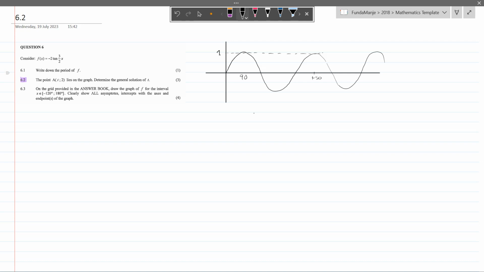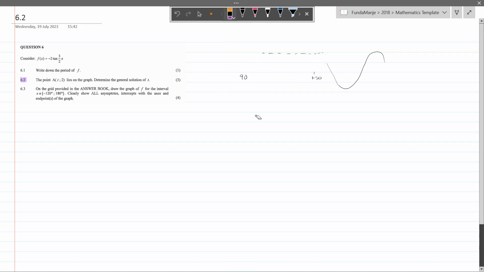So the one that we have to figure out now is for tan, which is a bit different to sin and cos. So the point A lies on the graph. Determine the general solutions of T. So we're basically solving for T. So we start our equation. We say we're looking for when our function minus 2 tan of 3 over 2x is equal to 2. And then we replace x with t.